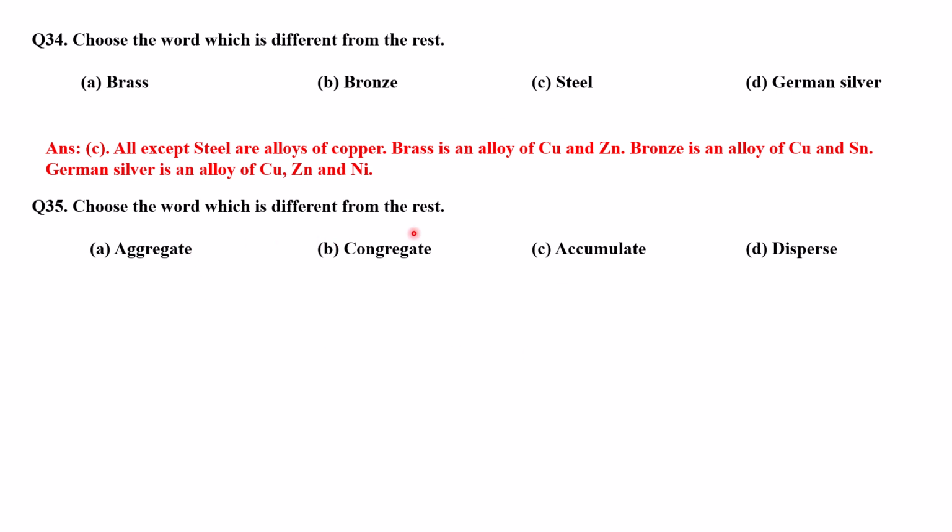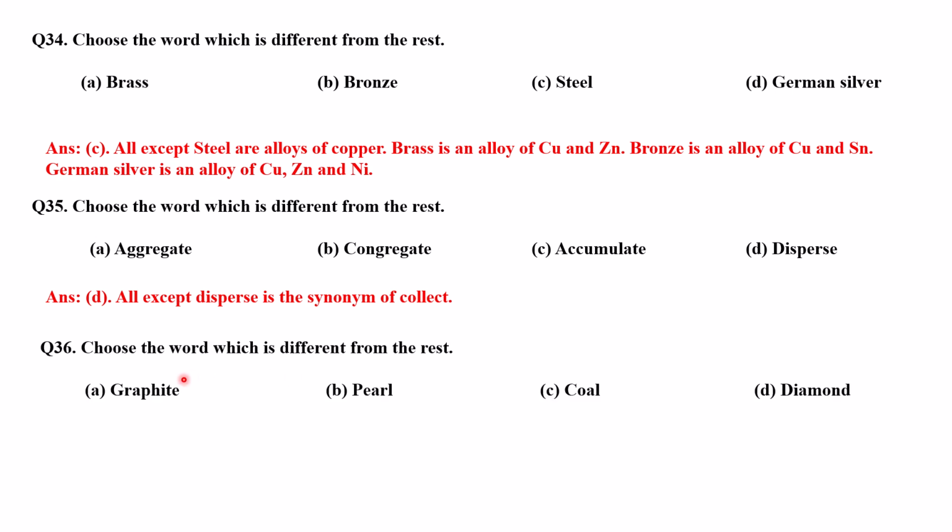Next, choose the word which is different from the rest. Aggregate, congregate, accumulate and disperse. See, all these three, A, B, C, mean something is getting collected, and disperse, we say, means then everyone will go away, isn't it? Aggregate, congregate, someone will come together. Disperse means not coming together. So D is the odd one out.